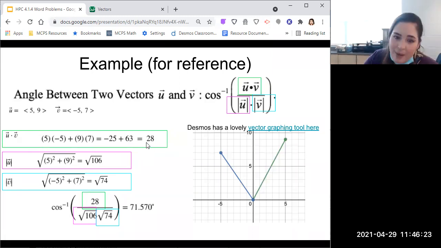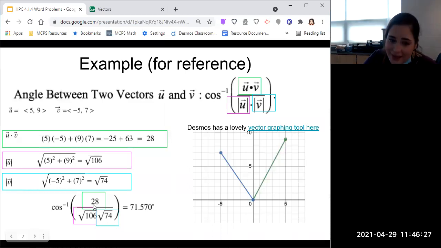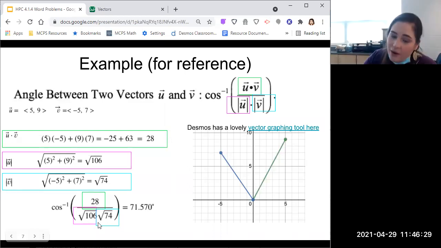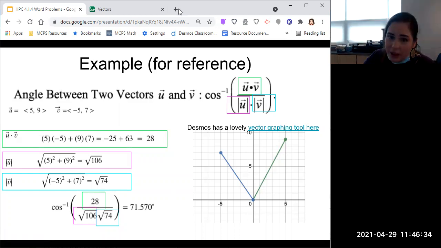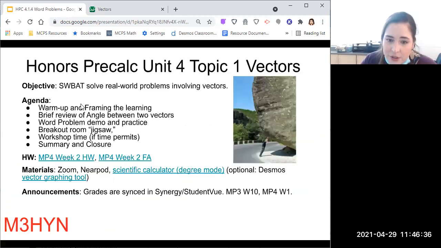All right, so now I have my dot product, both magnitudes, and I'm just going to pop them into the formula like that. Inverse cosine of 28 over root 106 root 74. Make sure that you're in degree mode.